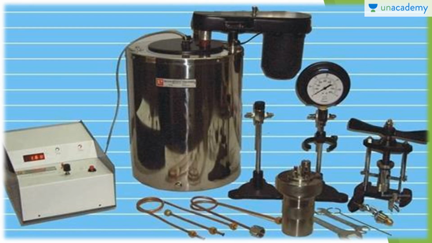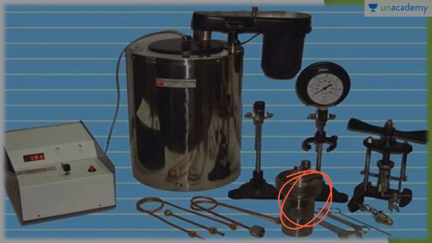So this is the image representation of how a bomb calorimeter actually looks. This is the calorimeter present over here. This is the fuel gauge or the manometer gauge. This is the encapsulated capsule.